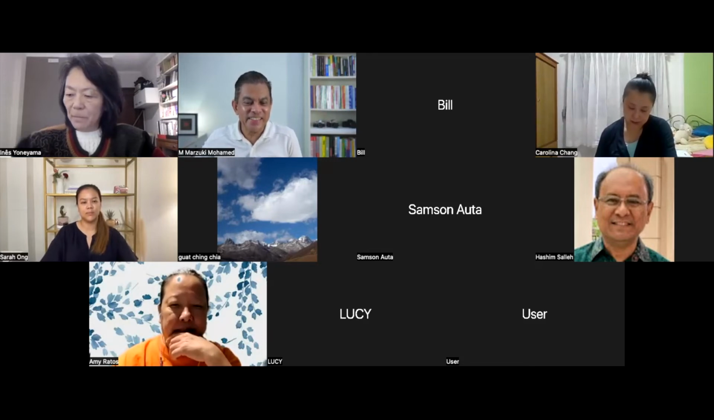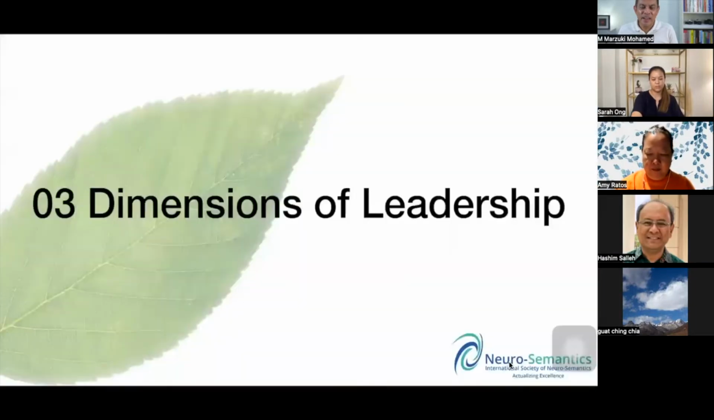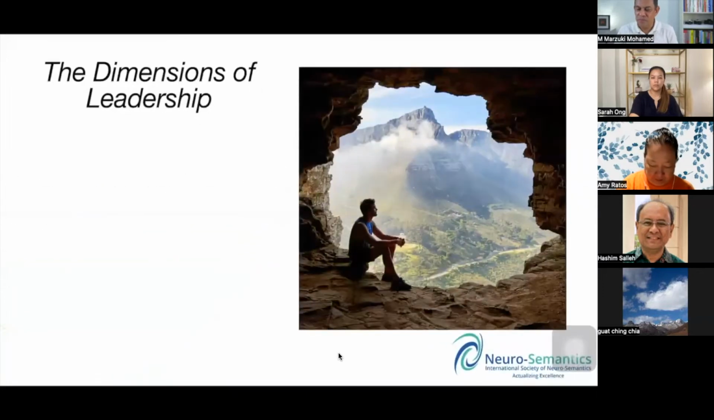Okay, so let's move to the third point, which is the dimensions. Just now we talked about the levels, now we look at dimensions. The intricacy that I just want to bring to your attention is that at each level, there are many dimensions to how you lead. So this is what we are referring to, dimensions of leadership.